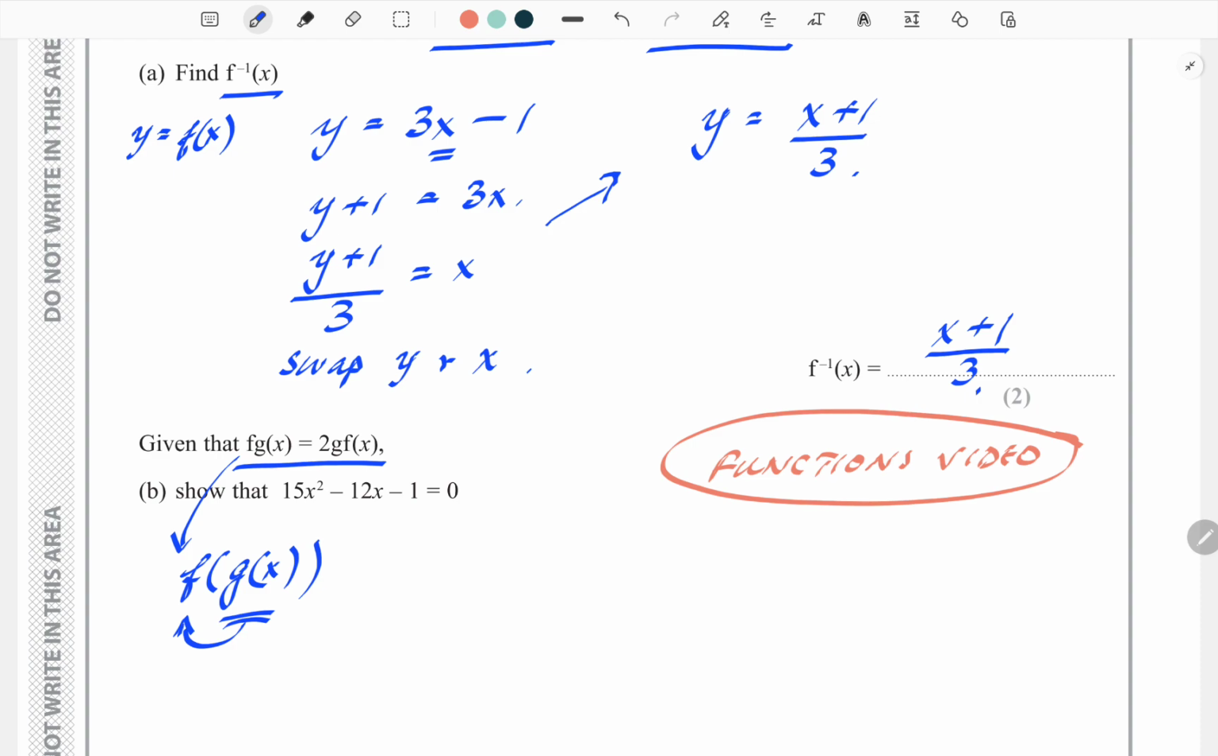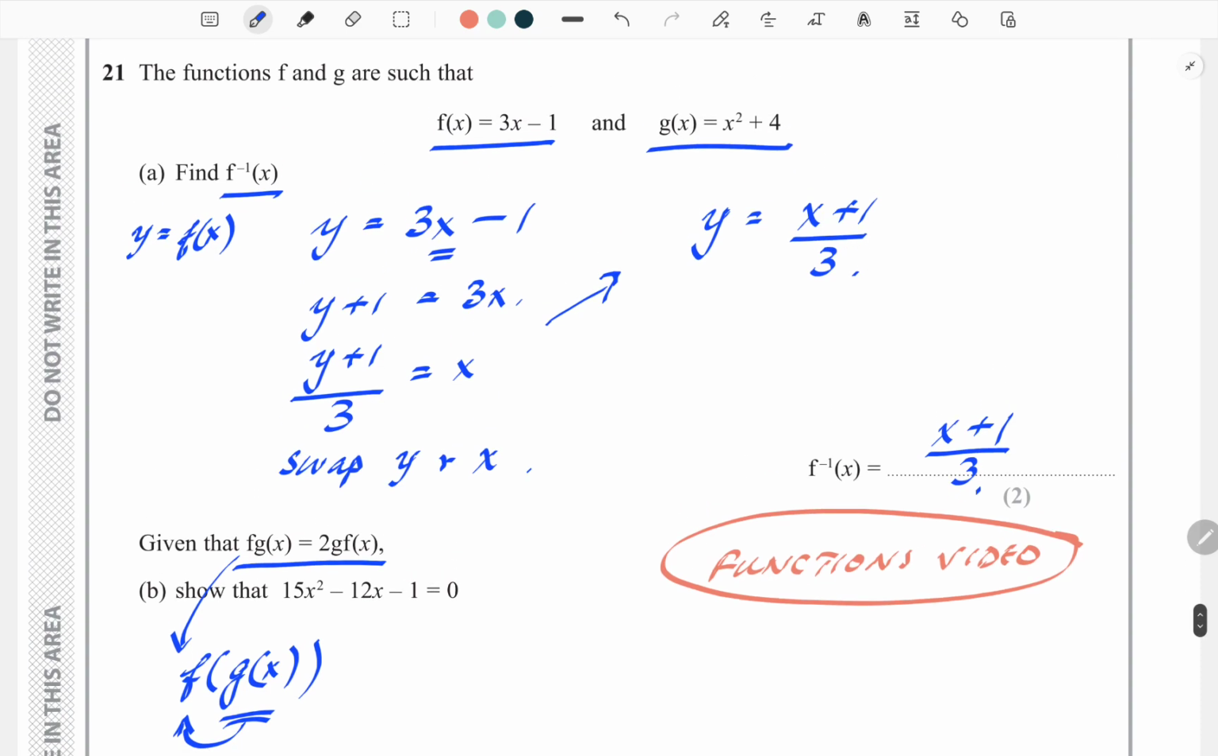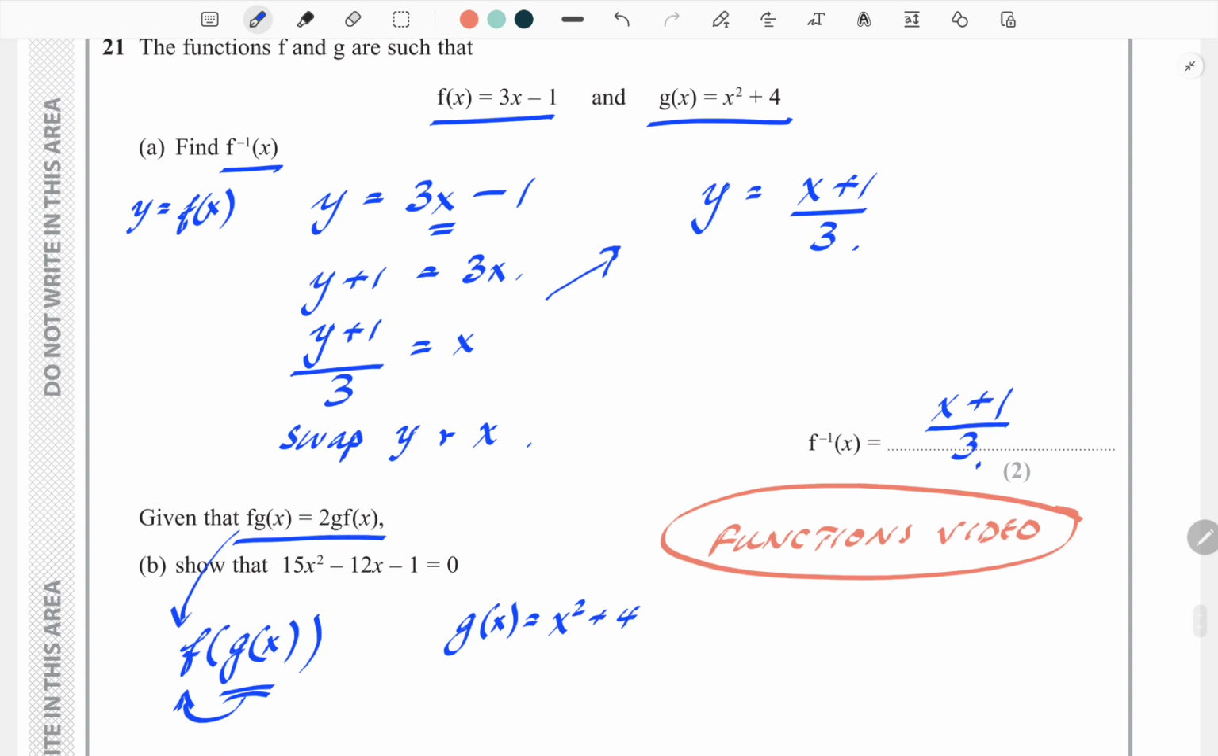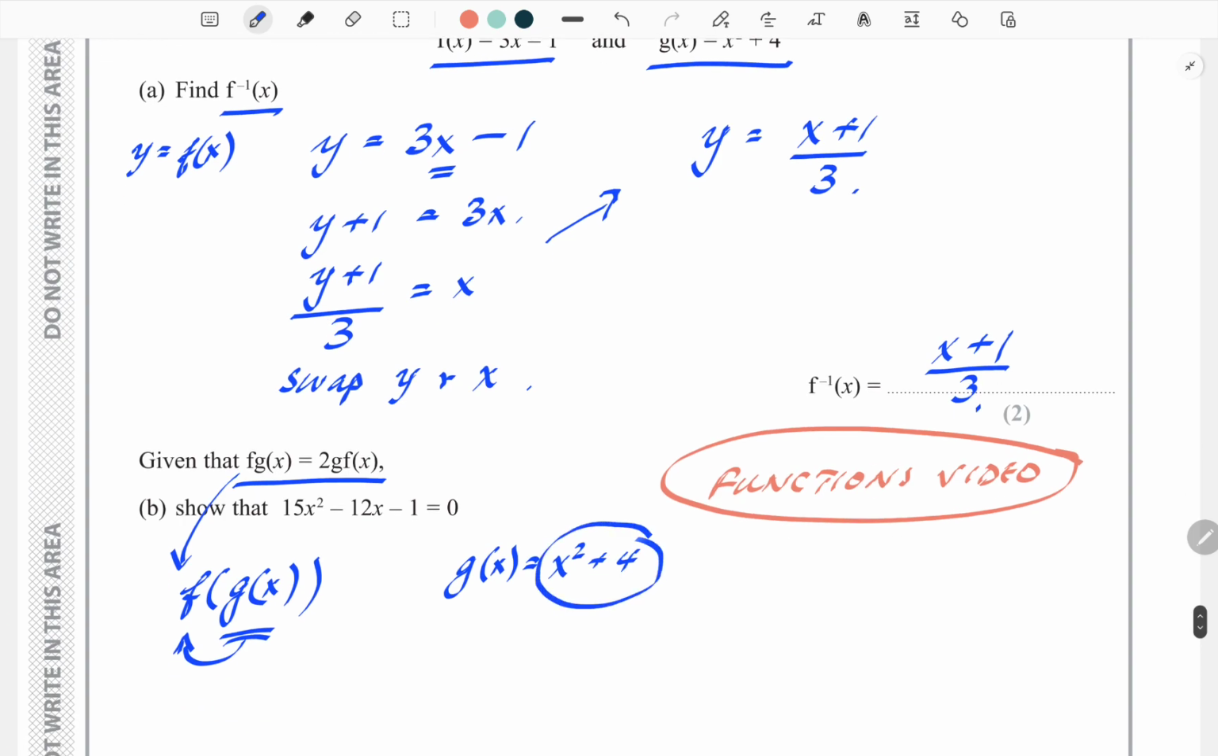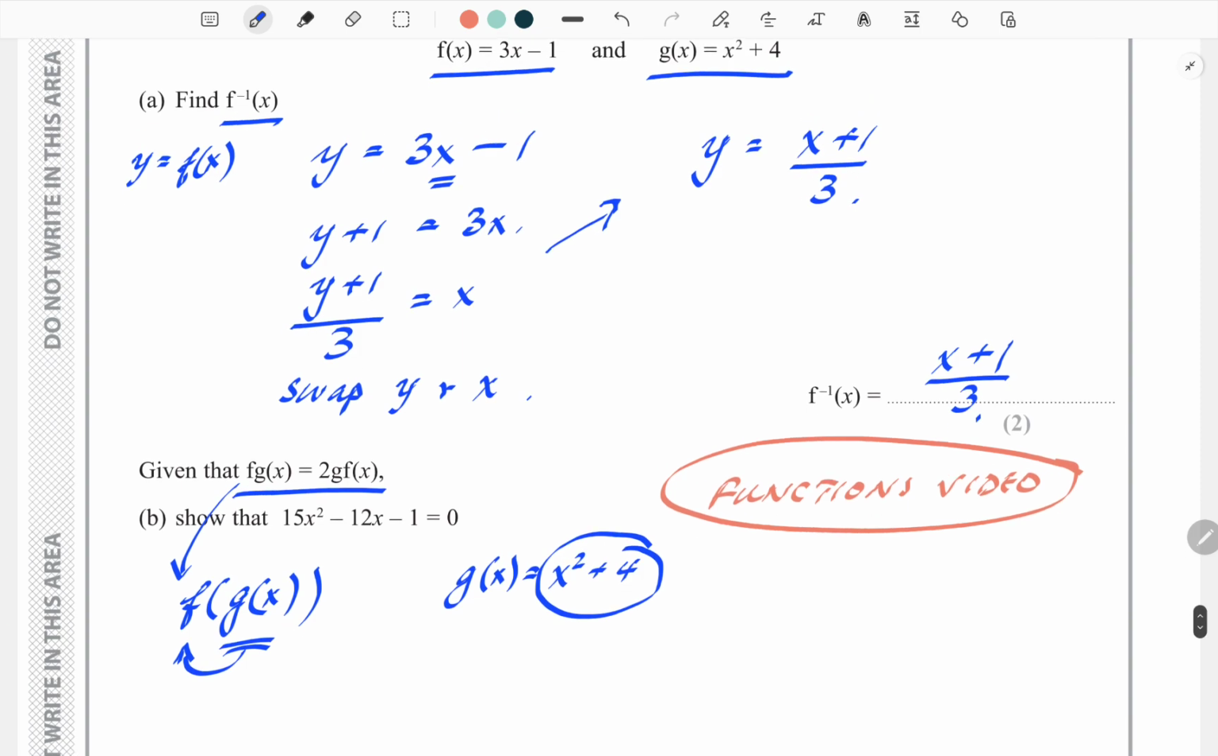So we know from here, g of x is x squared plus 4. So g of x equals x squared plus 4. That whole thing will now go into the function f, all right? So f of that is effectively f of x squared plus 4. And remember, f of x is 3 times x, i.e. whatever you put into it. So it's 3 times that whole lot, x squared plus 4, and then minus 1.